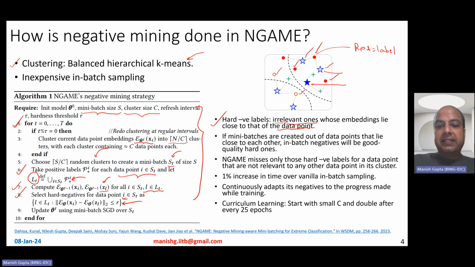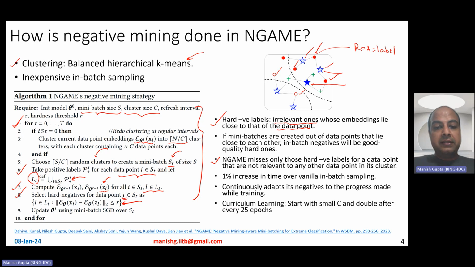So that's that. The only problem is that NGAME only misses those hard negative labels for a data point that are negative and not in the same cluster. But that's okay because cluster sizes are large, so boundaries are not that common. So therefore, it's okay.